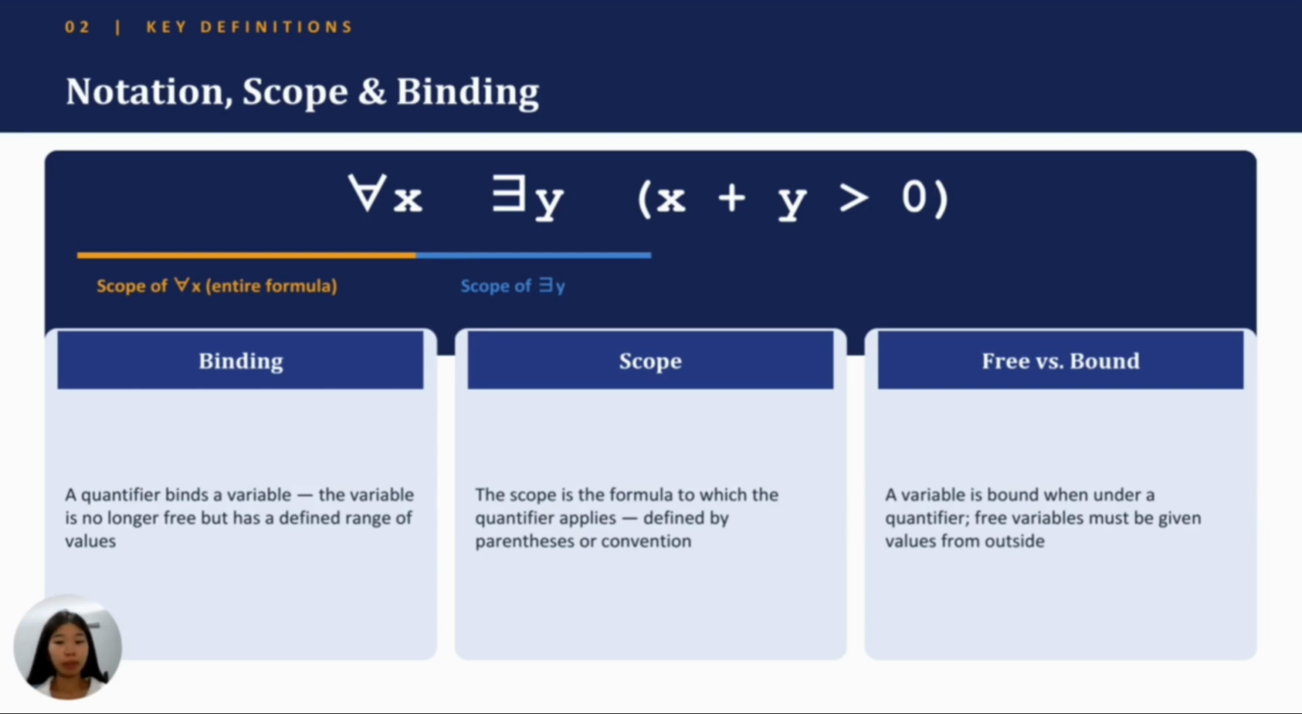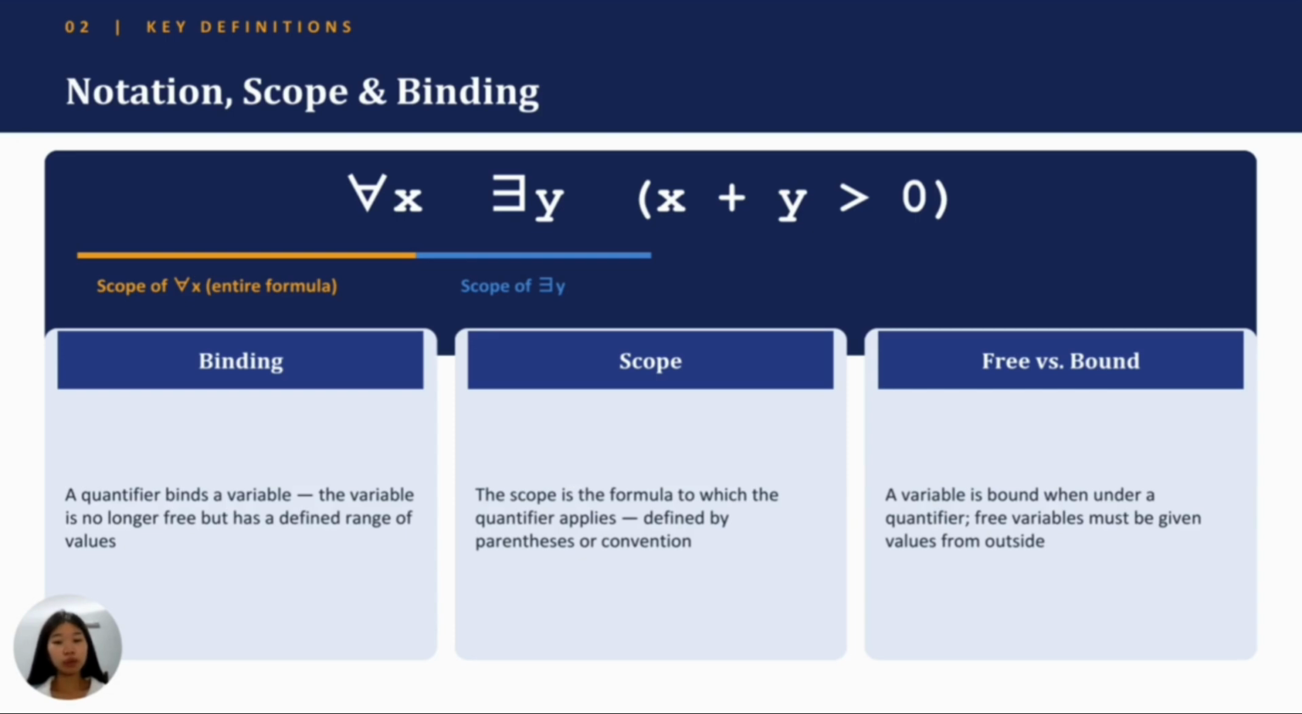This brings us to binding. When a variable is found inside the scope of a quantifier, we say that the quantifier binds that variable. Binding completely changes the nature of the variable. It is no longer a wildcard. Instead, it now has a strictly defined range of values, meaning either every single element in our universe, or at least one specific element.